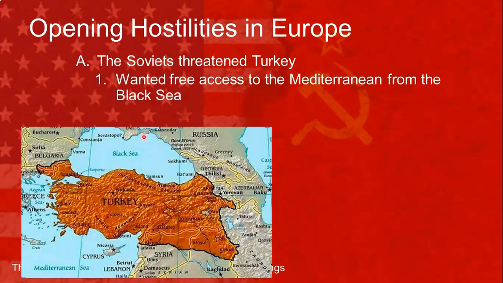And what they wanted is they wanted access to the Mediterranean. This right here, the Bosporus and the Dardanelles, if you remember from world history, this was the route from the Black Sea into the Mediterranean. It's very narrow, and Turkey occupies both sides. And so the Soviet Union wanted access through here, and they wanted free access. And they threatened Turkey with military force if Turkey didn't give them free access to the Mediterranean.